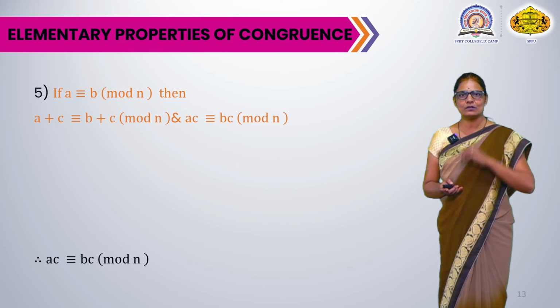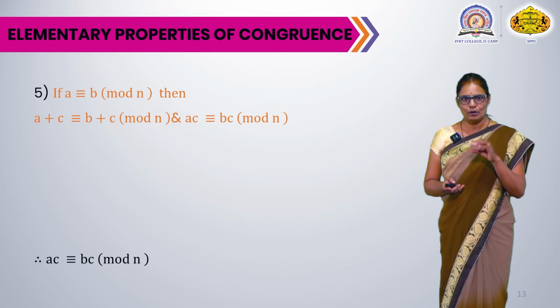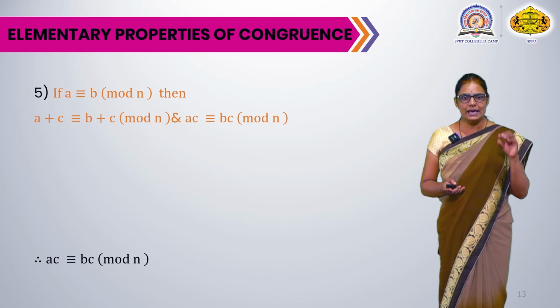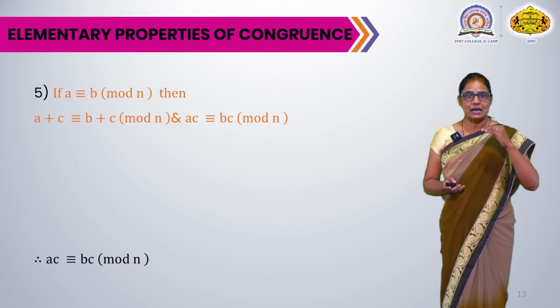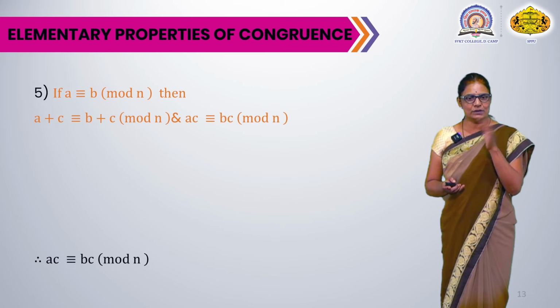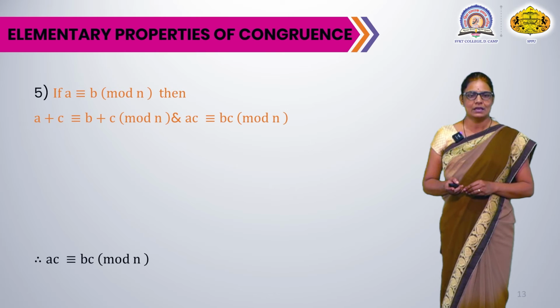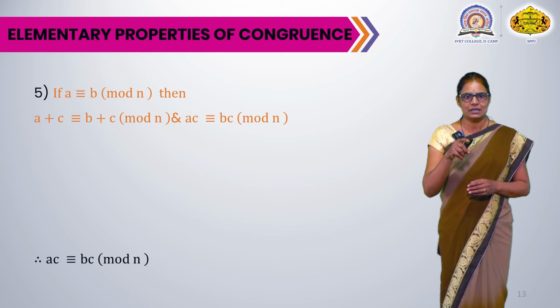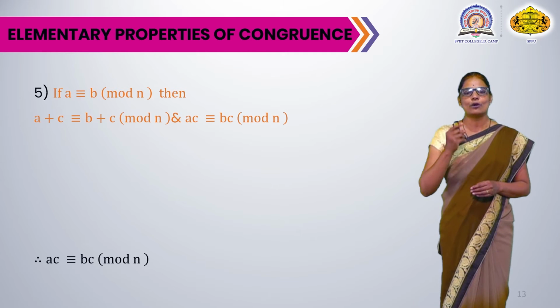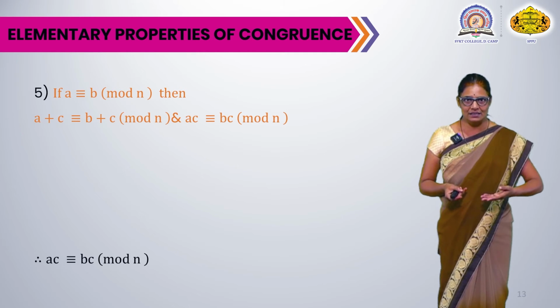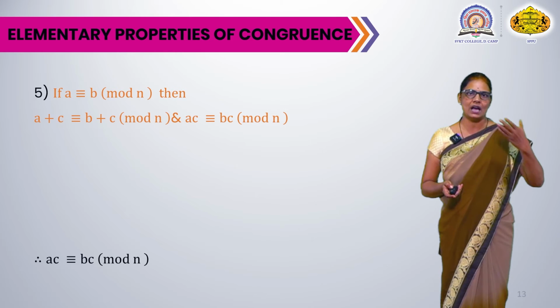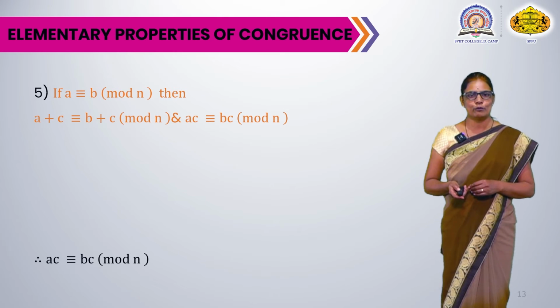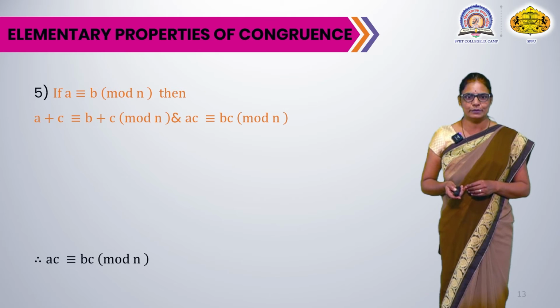We are given one congruence relation, A is congruent to B modulo N, and if you add C to both sides, then congruence remains the same. That is, A plus C is congruent to B plus C modulo N, and if we multiply both sides by C, that is AC is congruent to BC modulo N. So now let us prove this property. The technique is again the same. First write the hypothesis. The hypothesis contains only one statement here, A is congruent to B modulo N.